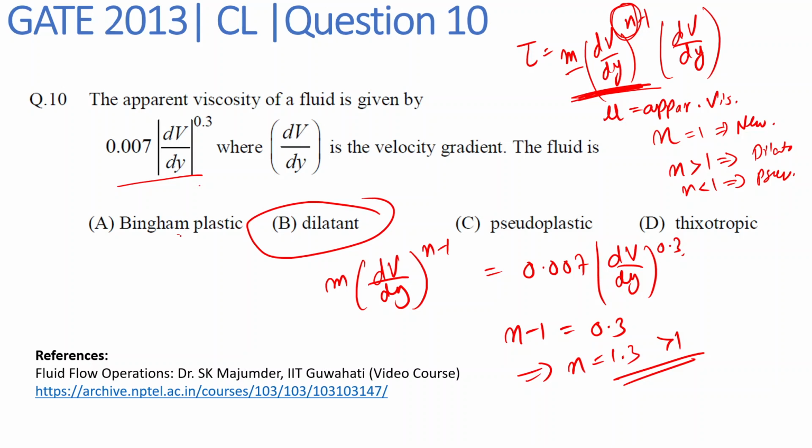For Bingham plastic, we have the form tau is equal to tau naught plus mu dVx by dy. Since we haven't been provided this form, Bingham plastic is not our correct answer. For pseudoplastic, n should be less than 1, so this is also incorrect. And for thixotropic, the shear stress or strain rate would be time dependent, and we haven't been provided any time-sensitive information over here, so this is also an incorrect answer. So the correct answer is dilatant fluid.